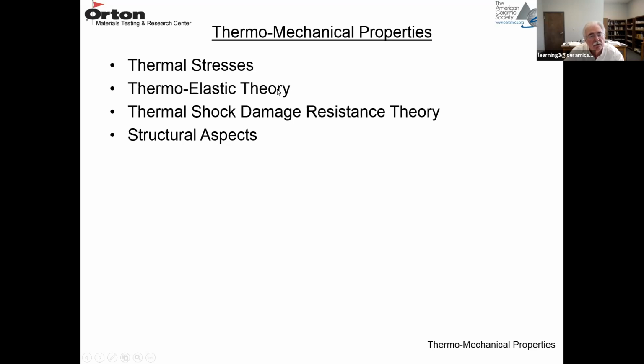In the thermoelastic theory, you're basically designing a high performance ceramic, such as a turbine blade, where you don't want any type of failure, any type of catastrophic failure. And the other approach, thermal shock damage resistance, is how you design a refractory. You start out with a weaker material, you allow it to accumulate damage, but it doesn't fail completely. So we'll go over those different approaches.